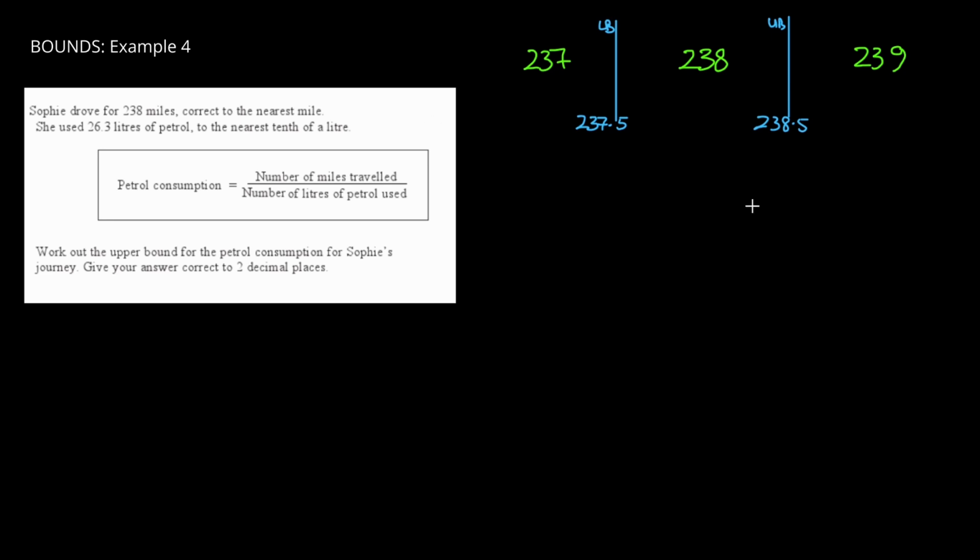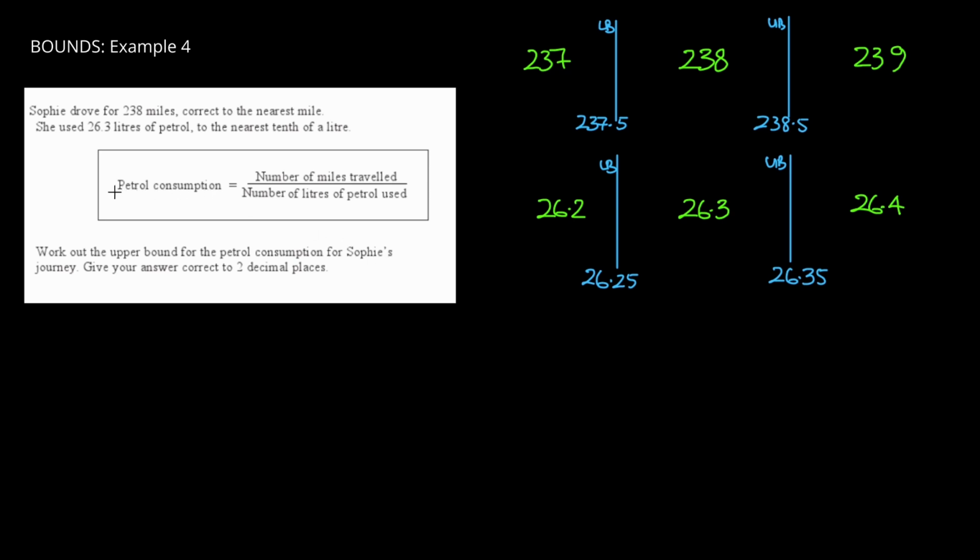Now the petrol she used. So Sophie used 26.3 litres of petrol, correct to the nearest tenth of a litre. Well, that is that figure there. So the next figure up, also correct to the nearest tenth of a litre, is 26.4. And the next one down, 26.2. Once again, goalposts. Now the question asks us for the upper bound for the petrol consumption.